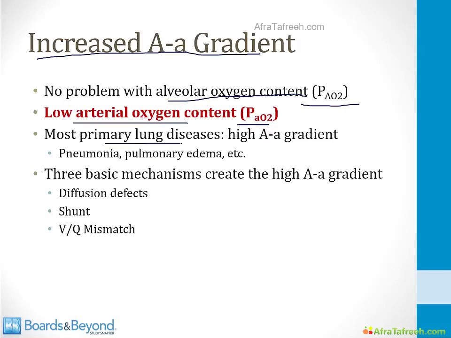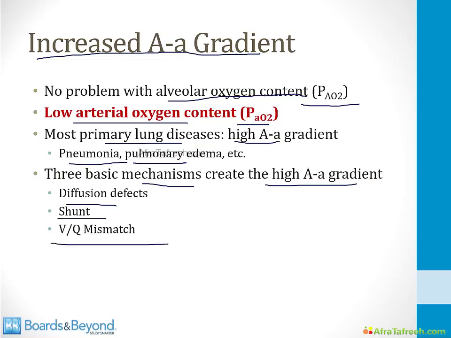So most primary lung diseases have a high AA gradient. Disorders like pneumonia, pulmonary edema, COPD, pulmonary fibrosis, all these conditions cause hypoxemia with a high AA gradient. There's no problem getting oxygen into the alveoli. The problem is getting oxygen into the arterial system. And there are three basic underlying mechanisms that cause hypoxemia with a high AA gradient, and that's what we'll go through in the next few slides. These three mechanisms are diffusion defects, shunt, and VQ mismatch.